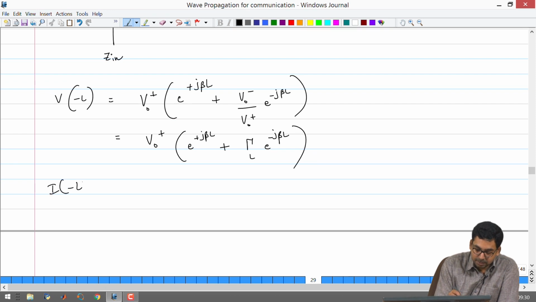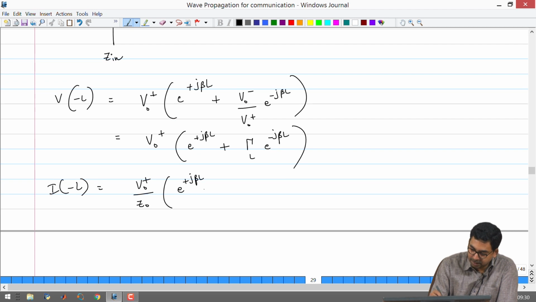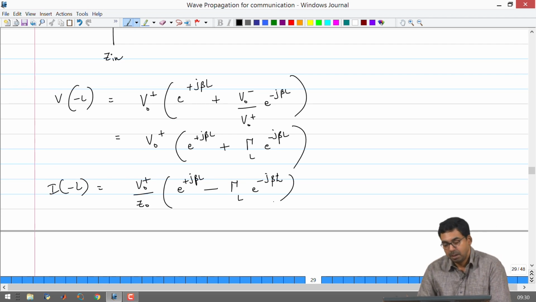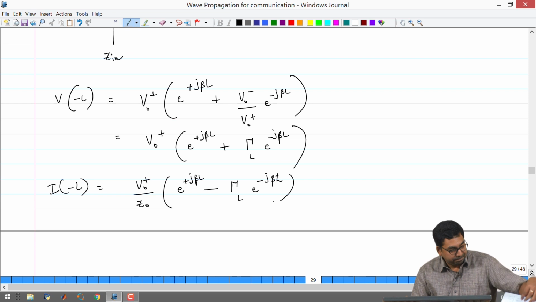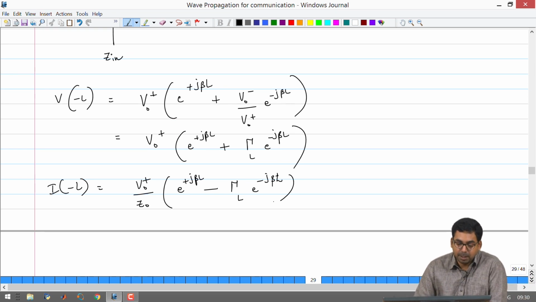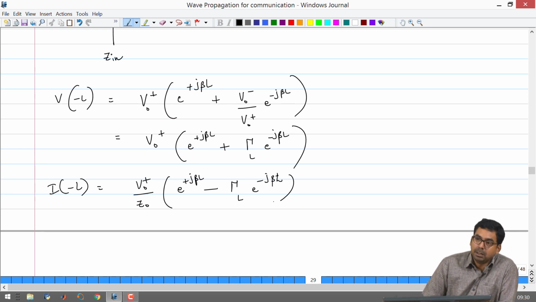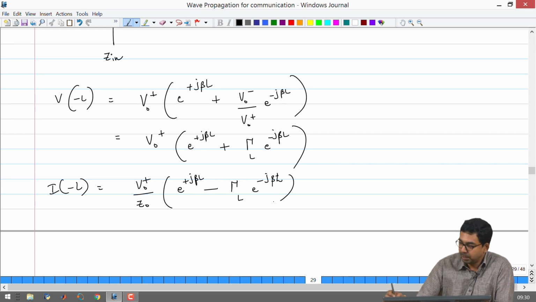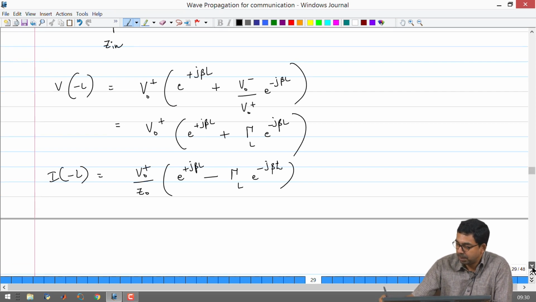The current at the input end of the transmission line is going to look like V naught plus divided by Z naught e to the plus j beta L minus... All I have done is substitute z equal to minus L in the general solution for the voltage and the current, not done anything more than that. I just want to take their ratios and understand what the impedance will look like.